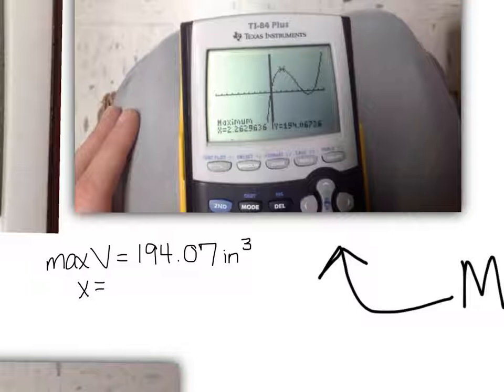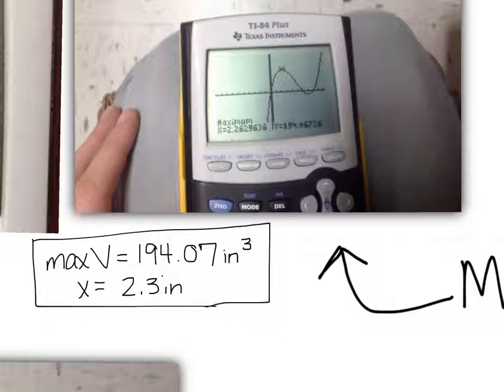Okay, and then what would our x be to make this happen? What size squares do we have to cut out from the corners of our sheet of metal to maximize our volume? 2.3 inches. So that is your answer to part C. So we have maximized it. So if you want the most cake you can get out of that sheet of metal, we need to cut little corners out that are 2.3 by 2.3.